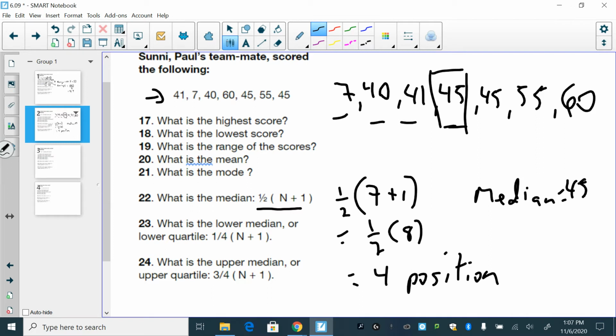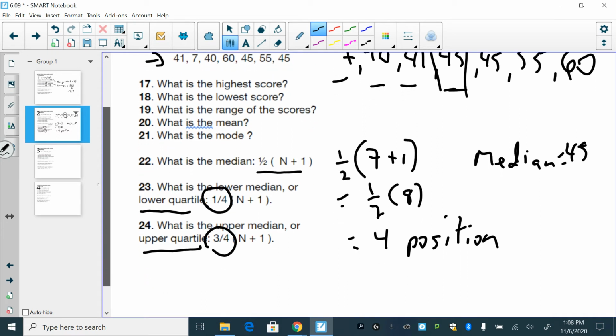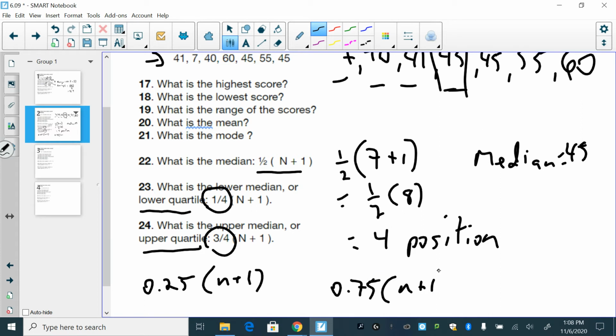Okay, now we're going to look at something called the lower median or lower quartile. And number 24 is the upper median or upper quartile. So you're using a similar formula as you do for median. All we're doing is changing this front number. Instead of doing a half, we're doing a quarter and 3/4. And you're more than welcome to, for the quarter, just go 1 divided by 4, and you're more than welcome to use 0.25 and plus 1. And then for 24, you're welcome to do 3 divided by 4, which is 0.75 and plus 1. So if you prefer, you could use that.